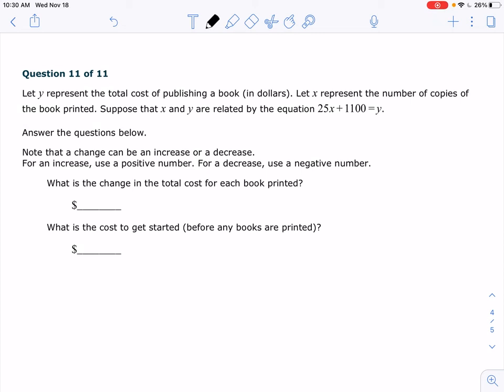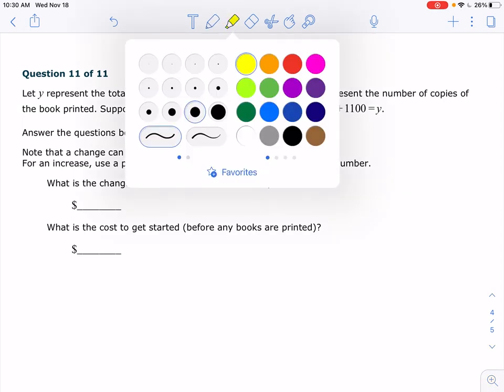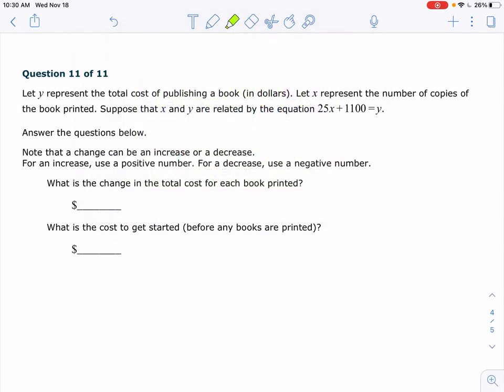Y represents the total cost of publishing a book. That's kind of important because we need to know what it means. Off on the side here, I'm going to write Y, and say this is my total cost. I don't have to write all that stuff after it. It's just how much money I'm going to spend, my total cost. I'll put the word total after it just to emphasize that after everything's said and done, Y is what is representing that. And then X represents the number of copies of the book printed.